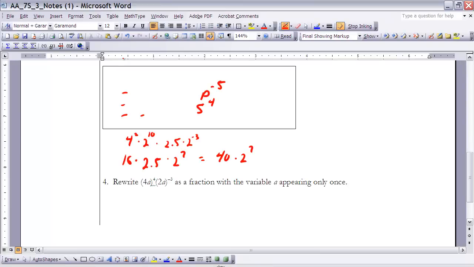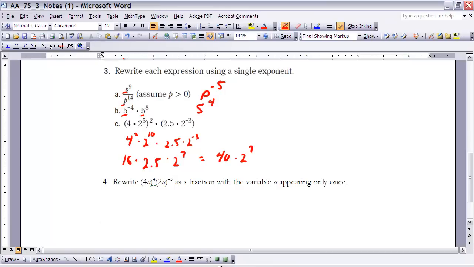Okay, so as we look at this example here, since both of these have the same base, they both have the base of p, I can subtract the exponents here. So 9 minus 14 is a negative 5. Therefore, I can write that as p to the negative 5th power. Another way you can think of that is as 1 over p to the 5th, and then if I want to write it using negative exponents, I could do it this way.